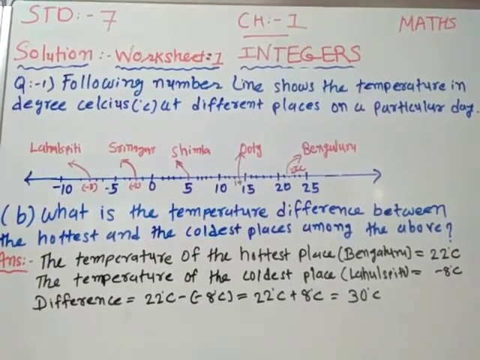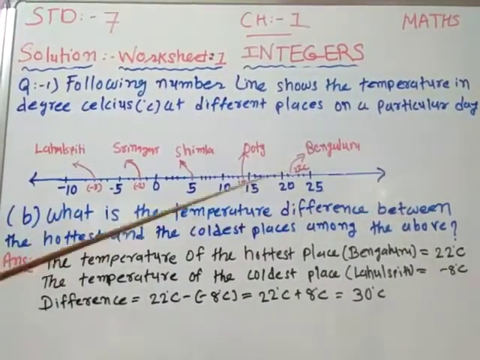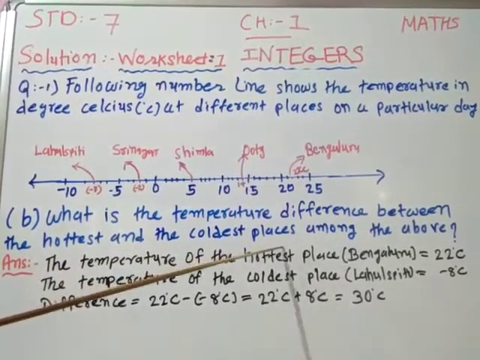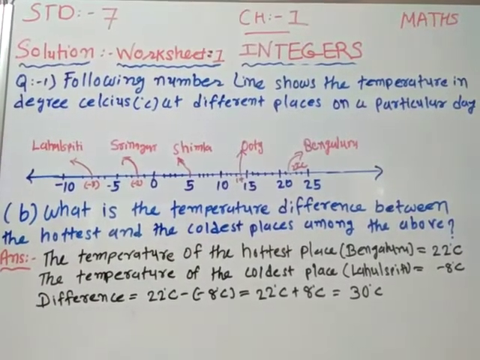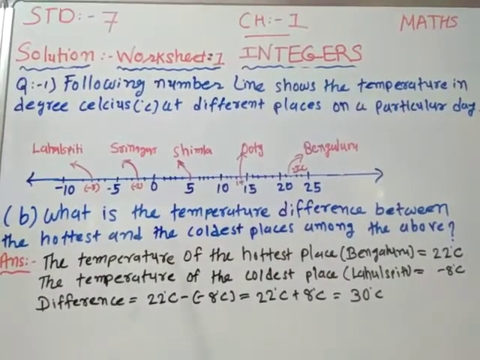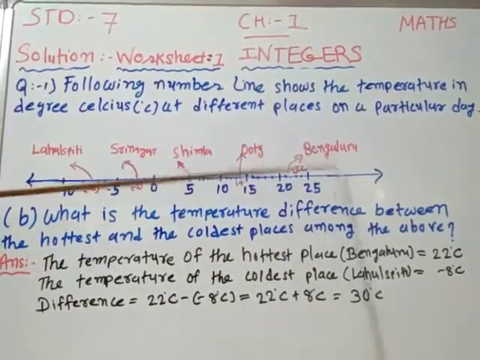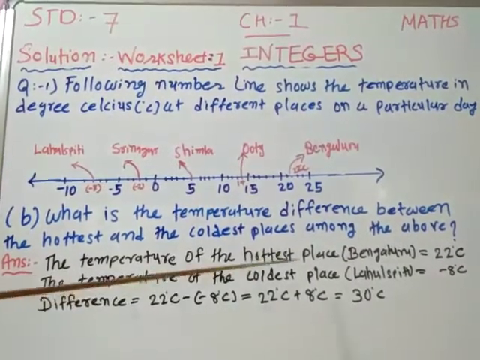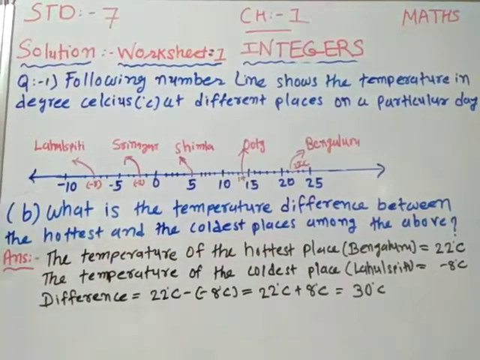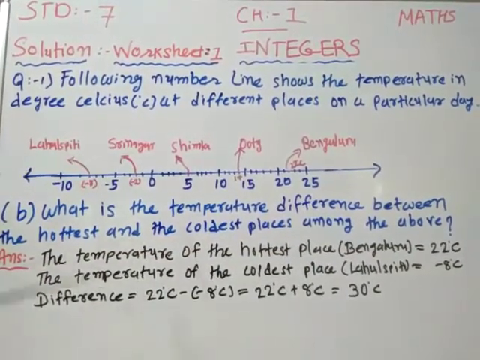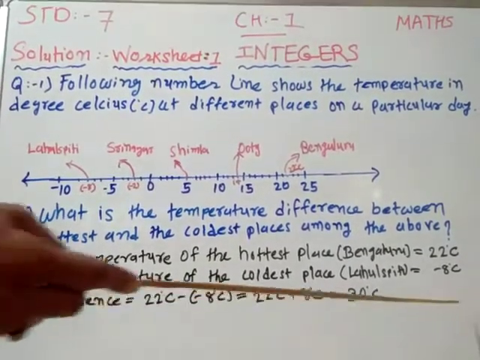Now in question 1, the second part B: what is the temperature difference between the hottest and the coldest place among the above? Now in the last part you have already written the temperature of all the places. The hottest place is Bangalore, at 22 degrees Celsius, and the coldest place is Lahul Spiti, at -8 degrees Celsius.